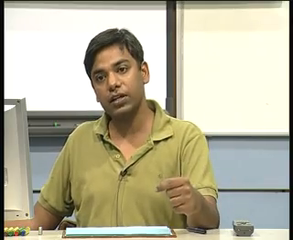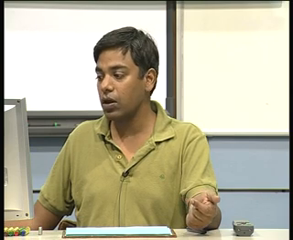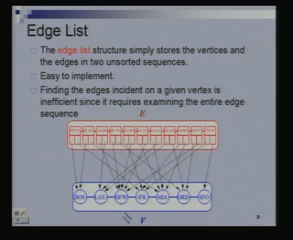You are given a certain edge and you want to find the two endpoints of that edge, that can be done. Or there was an operation called opposite: given an edge and a vertex, you wanted to find out what the other endpoint was, and so on. But there is one operation which is very inefficient, and that is finding the adjacent vertices of a given vertex. Suppose I give you vertex DFW, and I say which are the vertices which are adjacent to this.